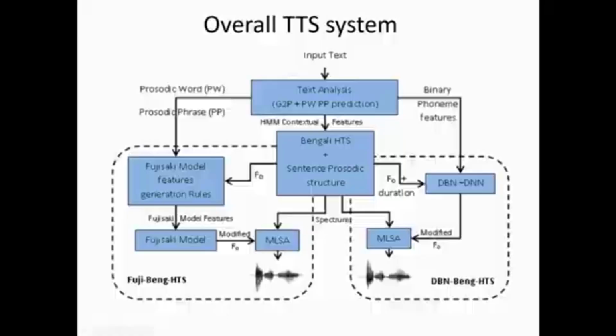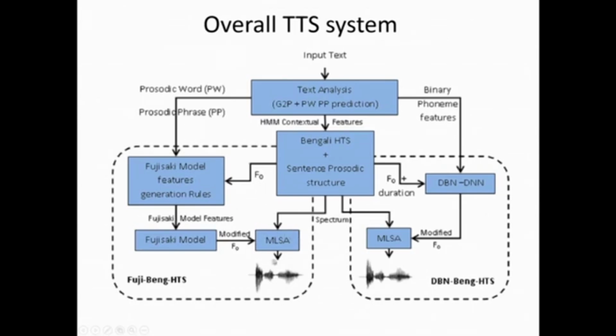So, what have we done? We developed an F0 contour model based on the Fujisaki model, and another one we have tried with the DBN, DNN methods. So, that method also we tried. Based on that we modify the F0. From the input text we analyze the prosodic word and prosodic phrase, and then we generate the F0 contour and supply it to the decoder.